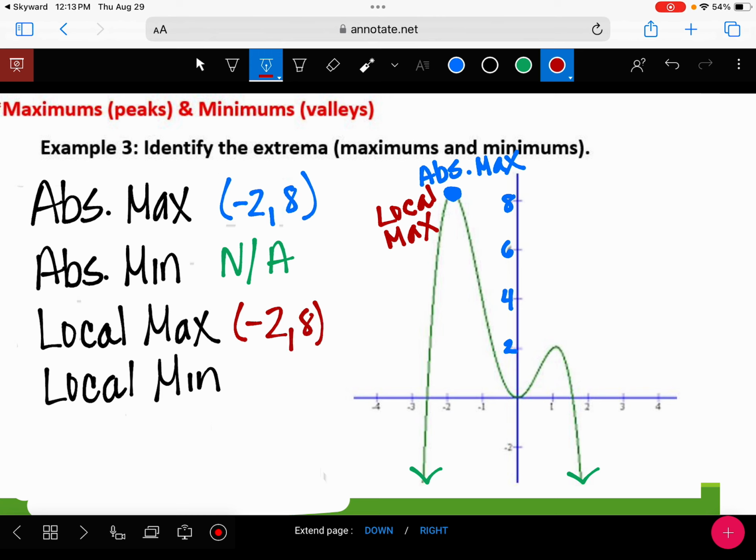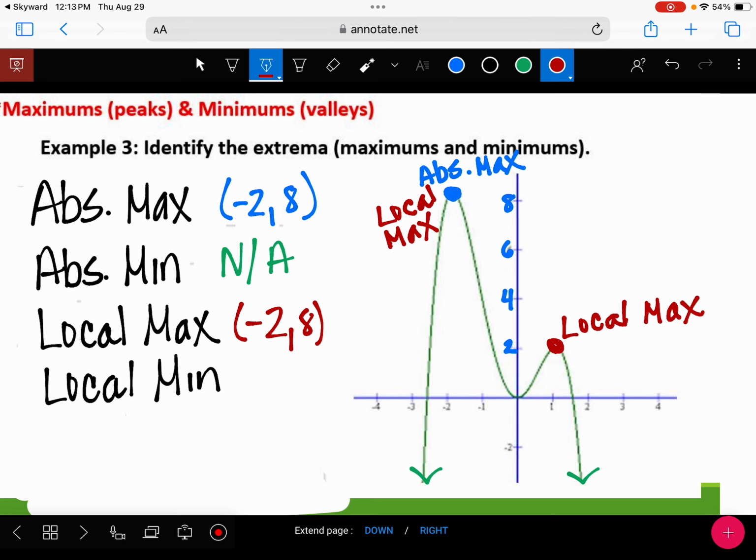But then we also have another hilltop. Now this is not the highest point, but it is a hilltop. So this is a local max. So your absolute max will always be a local max? Yes. Every absolute max is always a local max. Same thing for the minimum too? Every absolute min is also a local min.